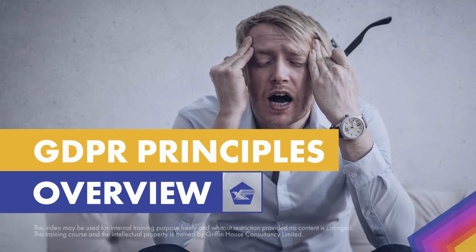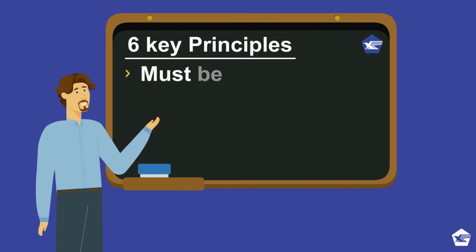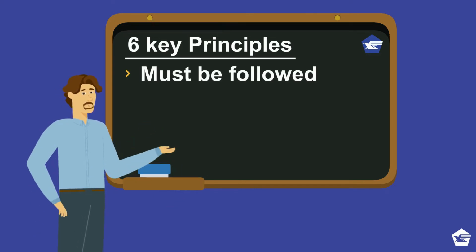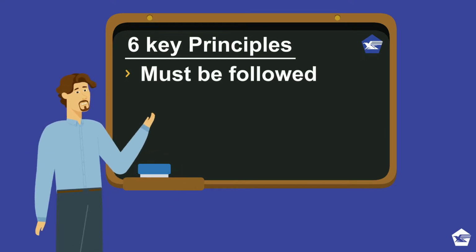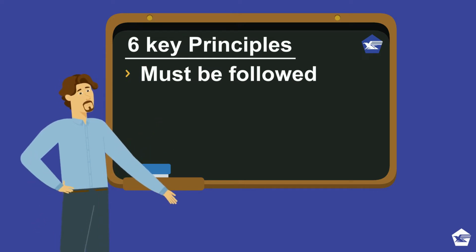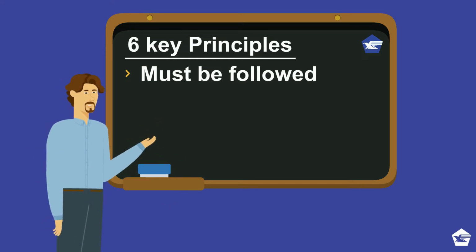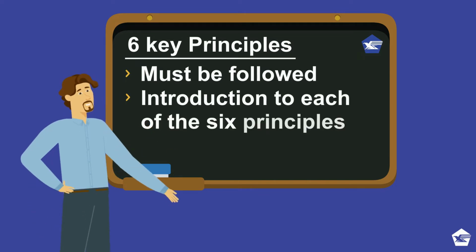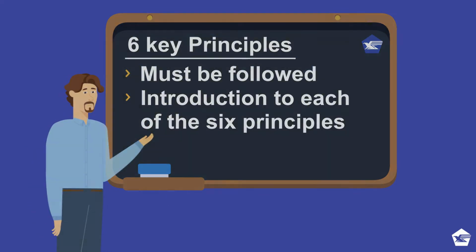There are 6 key principles which must be followed by organisations to ensure that they do not breach the GDPR. This bite-sized compliance elementals video will concisely outline and introduce you to each of these principles.